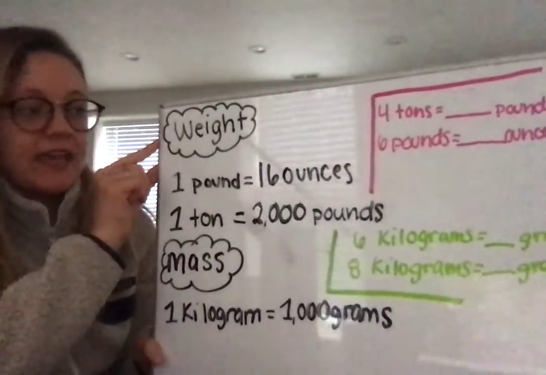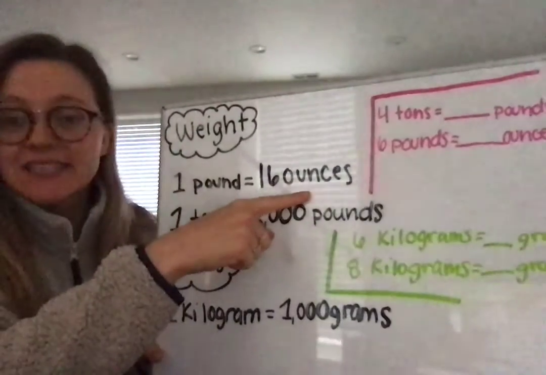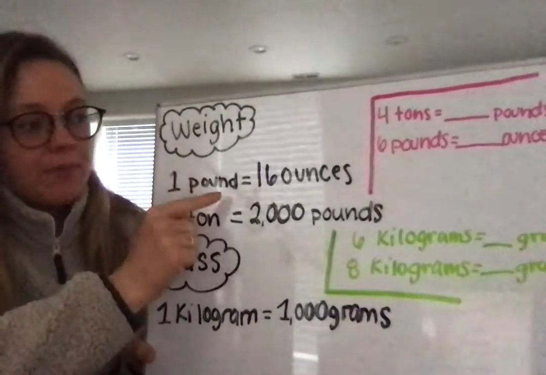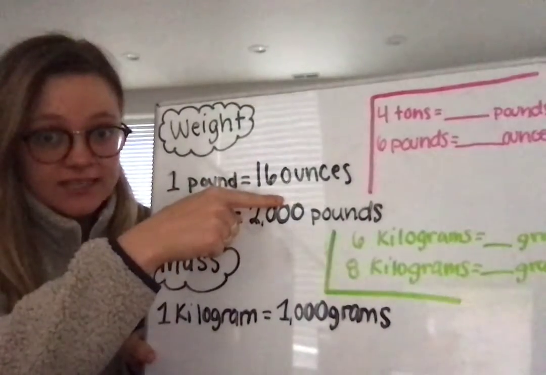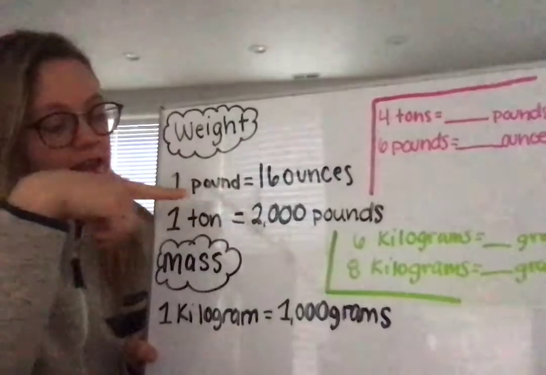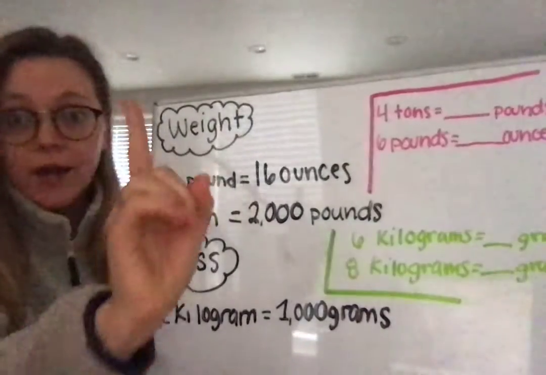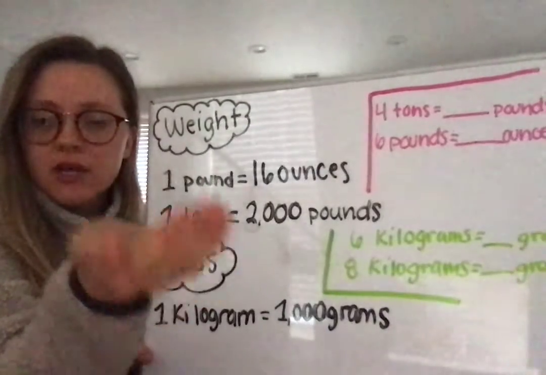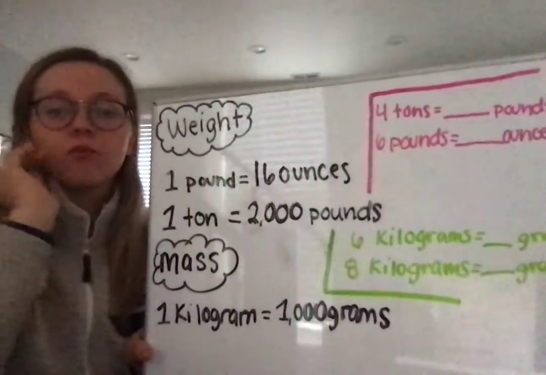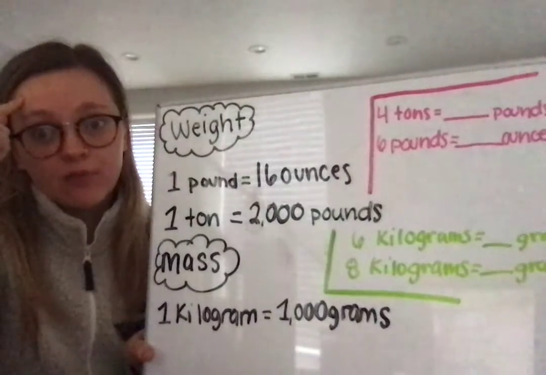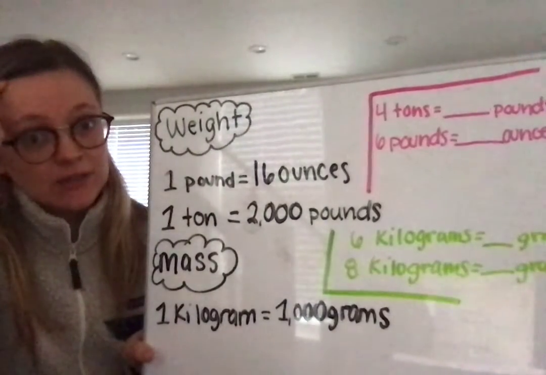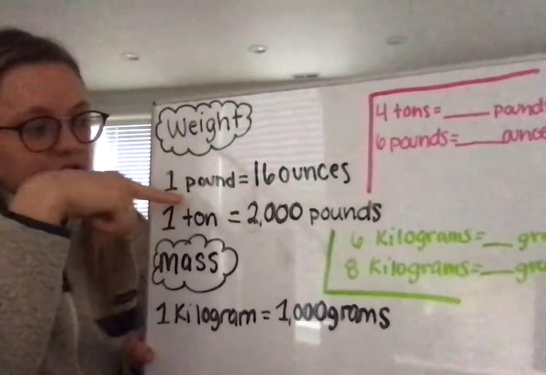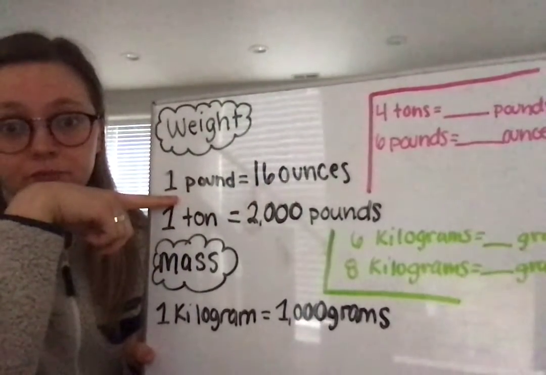So, for weight, we talked about pounds and ounces yesterday. I'm adding in a new one, which is tons. So 1 pound is equal to 16 ounces. That means that when we break up 1 pound, it's equivalent to 16 ounces. So think about yesterday, what we talked about in terms of what we can think of for pounds and ounces. 16 of those are equivalent to 1 pound.